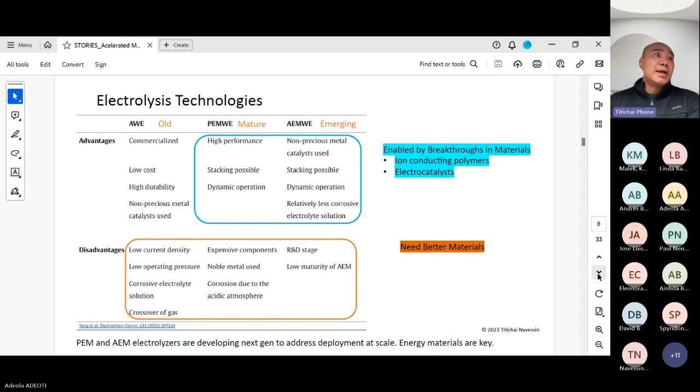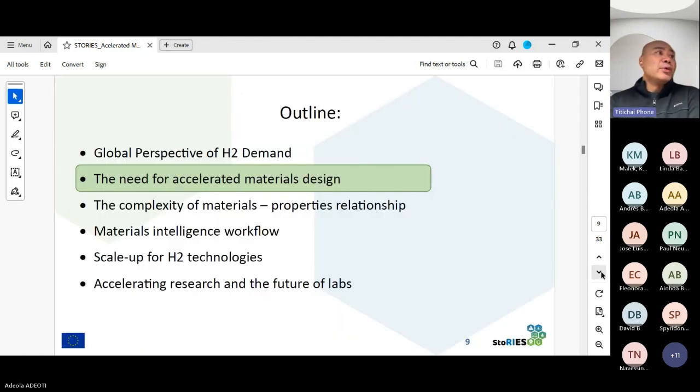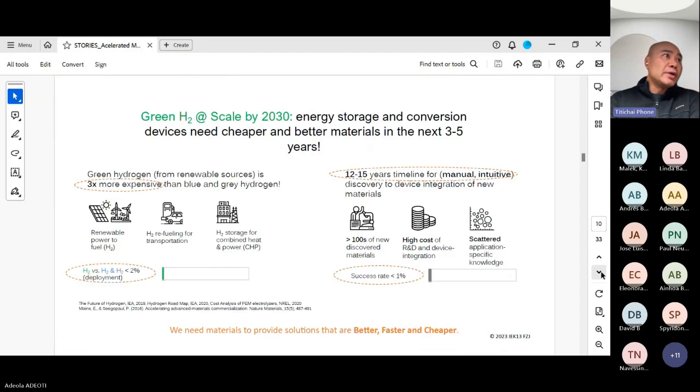So essentially, the advantages that we've seen in this chart are really enabled by breakthrough materials in ion conducting polymers as well as electrocatalysts. And the disadvantages or the challenges remaining are that we need better materials. In the next slide, I will now move on to discuss the need for accelerated material design. And we are going to the slide on green hydrogen at scale.